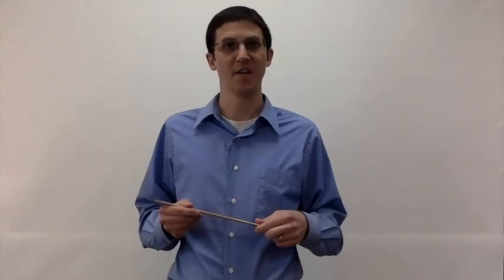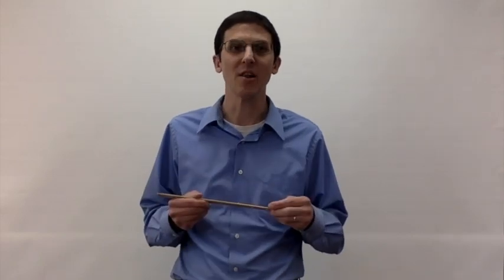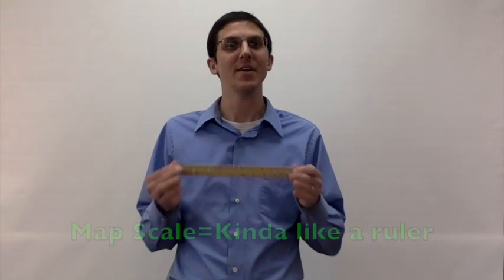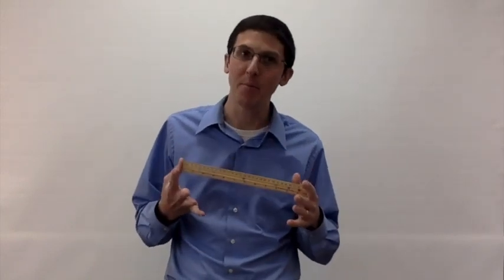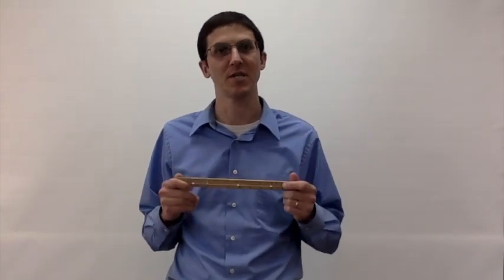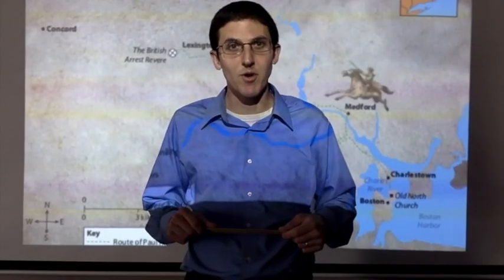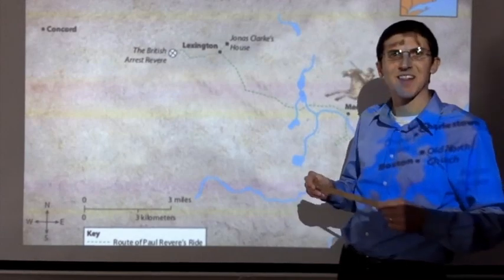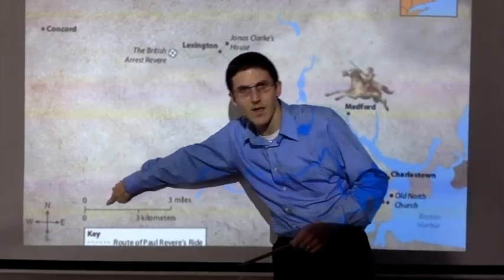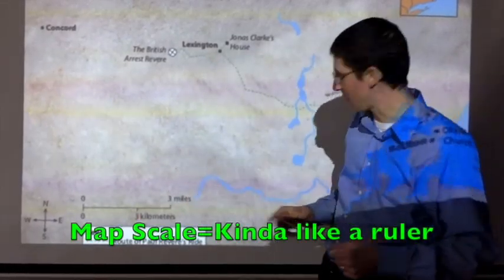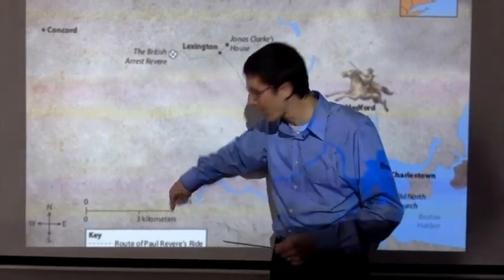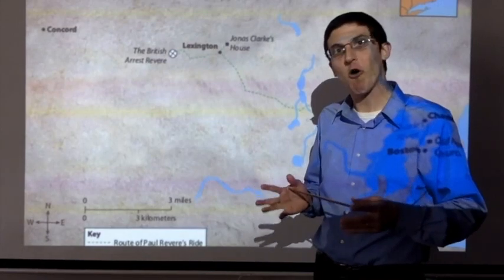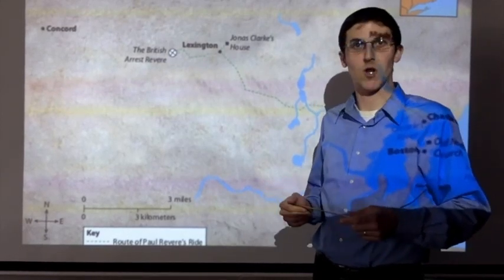Let's start with the definition. A map scale is a measuring tool, very similar to a ruler. It shows how distances on a map relate to the actual distance on the ground. For example, let's look at this map of Paul Revere's ride. Notice the line with numbers at the bottom. Kind of looks like a ruler, right? That's the map scale. We can use it to see how far Paul Revere rode on his journey.